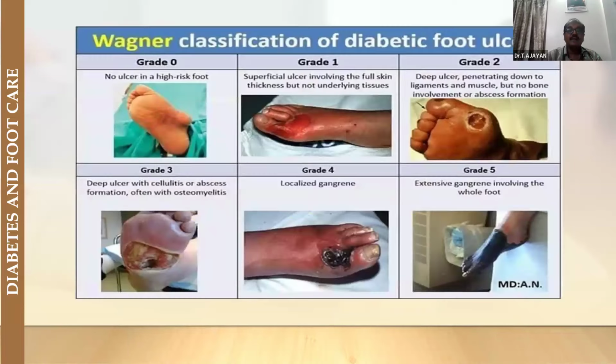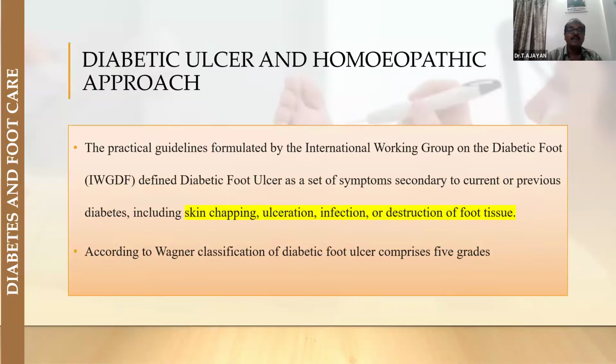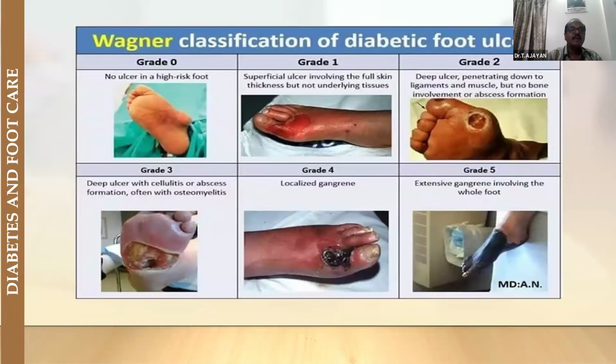Then this classification, this grade of diabetic ulcer, is very important in homeopathy management. Grade 0 is no ulcer in a high-risk foot. The 5th grade is extensive gangrene involving the whole foot. That is the Wagner classification of diabetic ulcer.